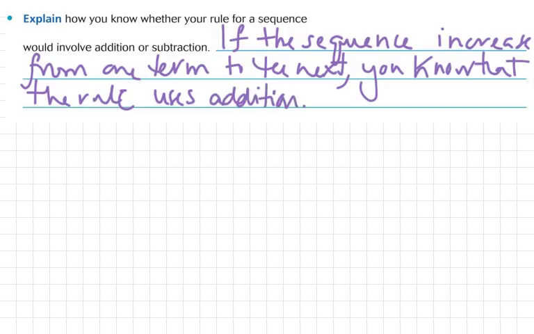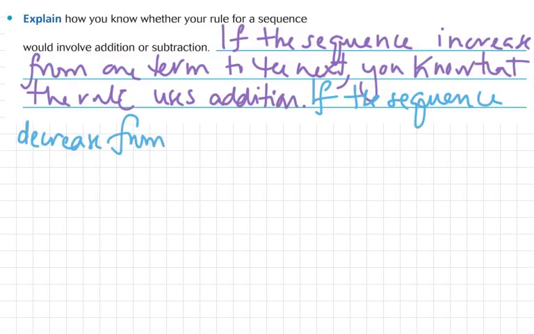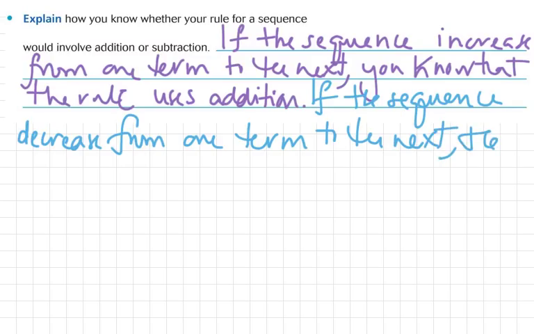However, on the opposite side, if the sequence decreases from one term to the next, the rule uses subtraction. So hopefully that will be helpful in finding and understanding the patterns.